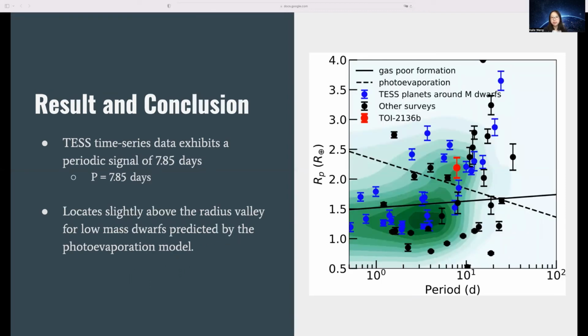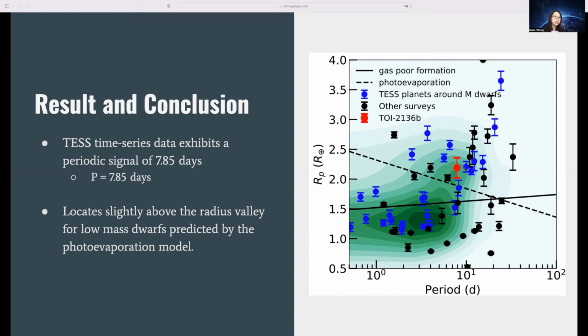As the last piece of the conclusion, the most important knowledge we want to get out of this discovery is the location on the radius versus period plot, since it is related to the location of the radius valley. As you can see here, based on the period and the radius determined from the observational data, we see that the planet TOI-2136b is located slightly above the radius valley for low mass dwarfs predicted by the photoevaporation model. So this is the final piece of conclusion in this paper.